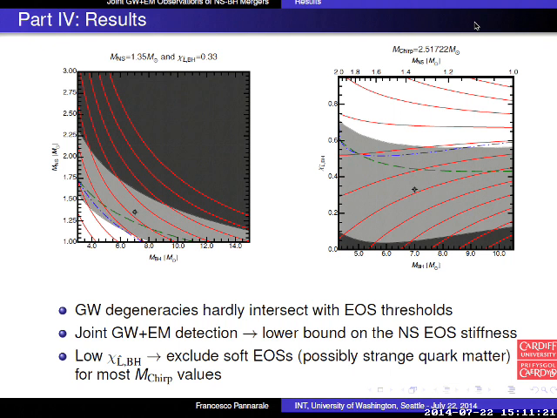Does the gravitational wave signal contain any information on the orbital plane? Yes, but it's, again, harder.